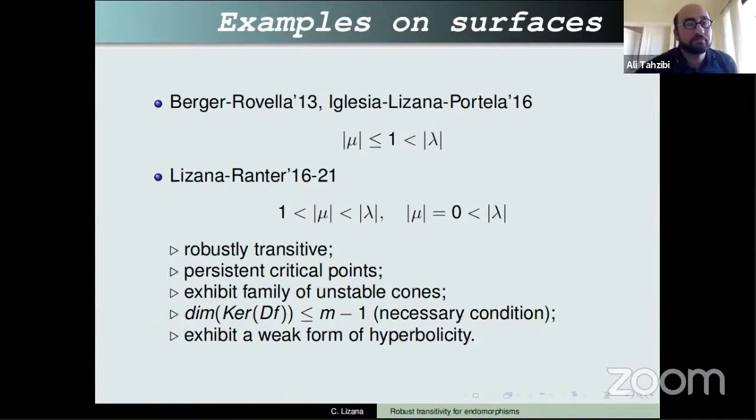Actually, we prove with Wagner that the only surfaces that admit this kind of maps are going to be the torus, the 2-torus, and the Klein bottle. So, you mean this kind of conditions? If you have a robustly transitive endomorphism with critical points. Okay. Very good.